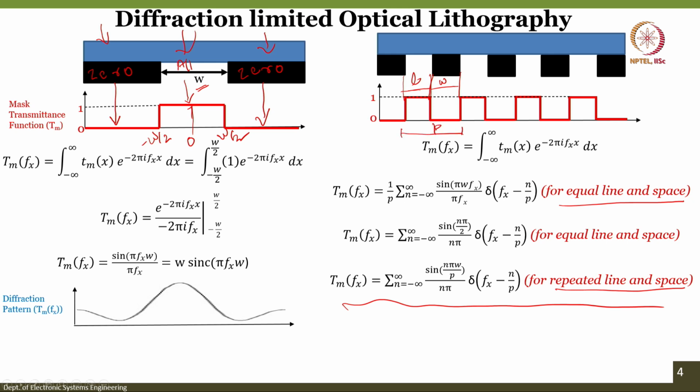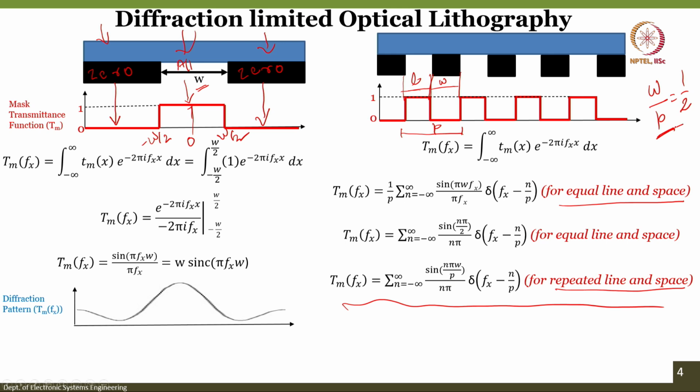Now when equal line width and space width are there, your W, which is your space width, by P will become 1 by 2, which is nothing but line width plus space width. When it is equal, it will be like this. So this is your overall formula. I will share the link of how it is derived. I will not go too much into detail of the mathematical derivation, but this is how it has been calculated.